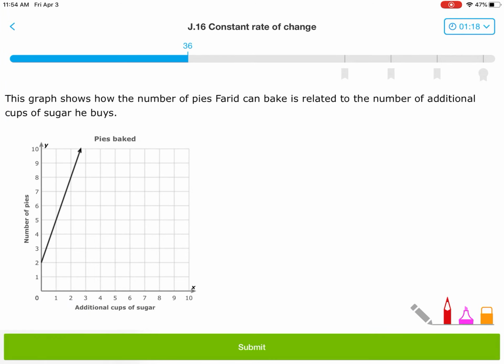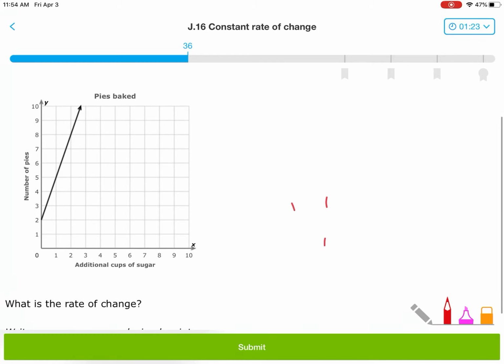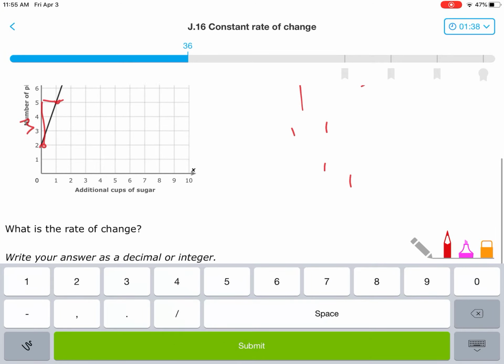All right, last one here. I want pies per cup of sugar. So if I look, that one's going perfectly through an intersection, and this one's going perfectly through an intersection, and it's counting by ones. So 1, 2, 3, and 1. And 3 over 1 is 3. We have our answer is 3 three times in a row.